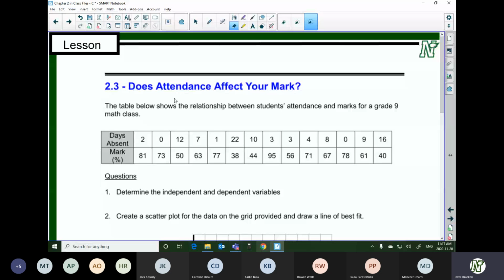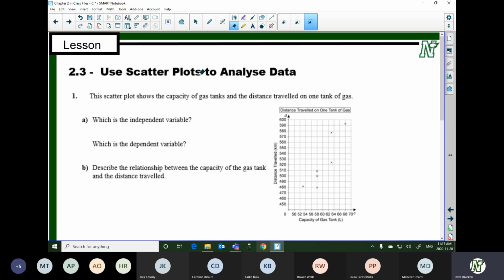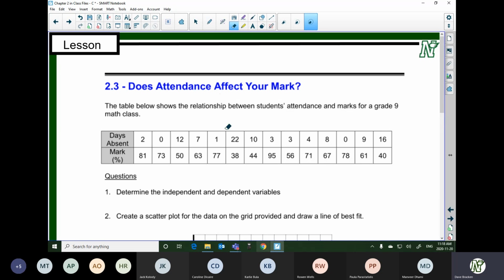Now in Edsby, even you guys in class here, I'm going to post a link that says 2.3 homework, section 2.3 homework. Once you get done your two scatter plots, snap a picture of each. Even if you guys do it when you get home, that's fine. But snap a picture of each, upload that into Edsby, okay? And I want to see both your handouts. 2.3, does attendance affect your mark? And the 2.3, use of scatter plots to analyze data. These 2 pages you are completing from now till the end of the day and uploading a picture into Edsby.